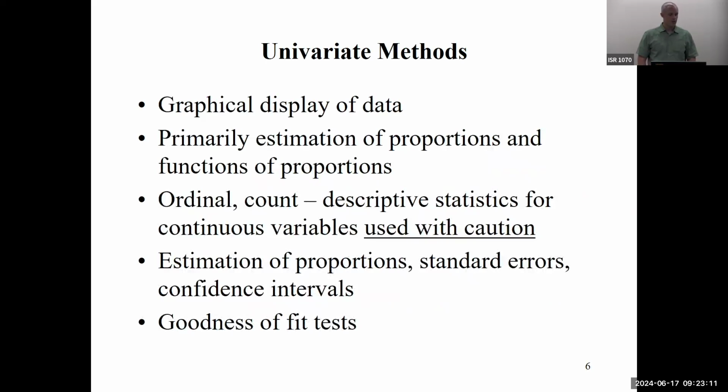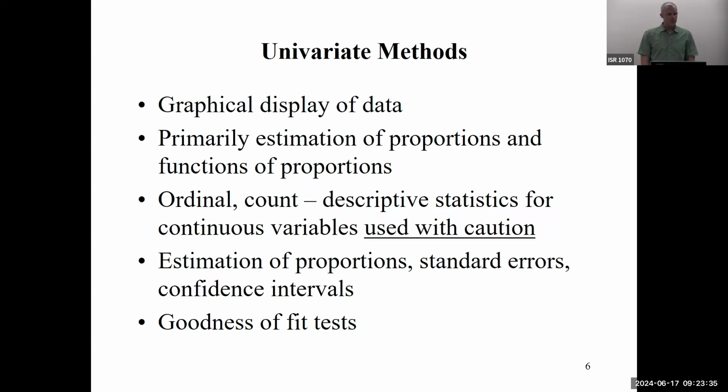Okay, so we're trying to communicate with our audiences what the population looks like in terms of distributions on some categorical variable, as in the graphs that I just showed you. And univariate methods primarily involve estimation of proportions and functions of proportions. Okay, so differences between groups in terms of proportions, and are those differences statistically significant?